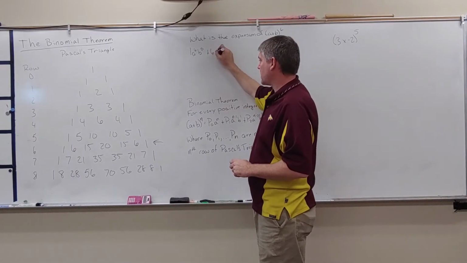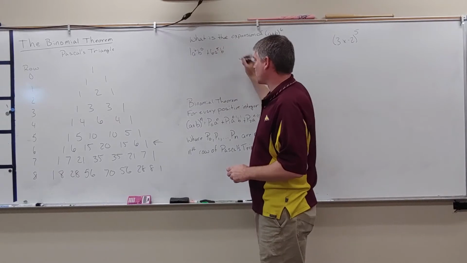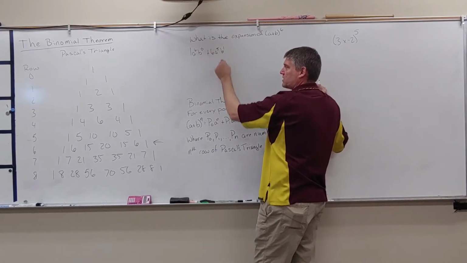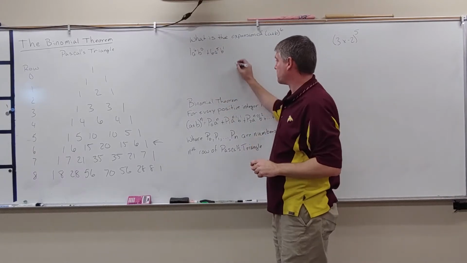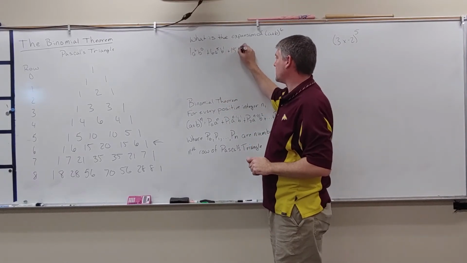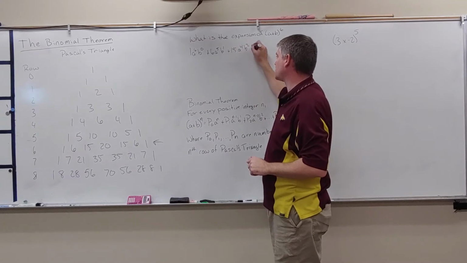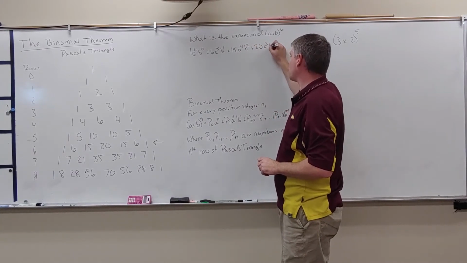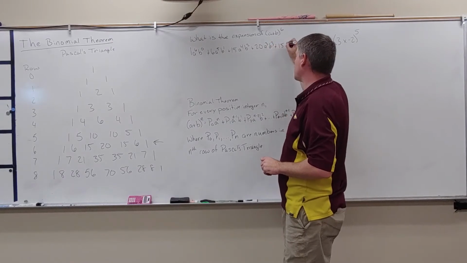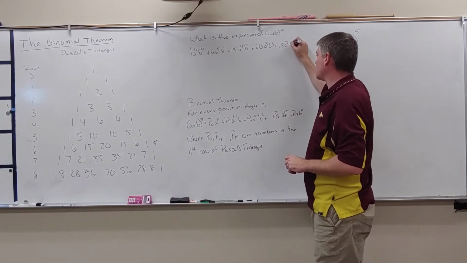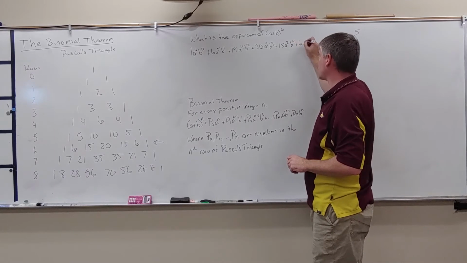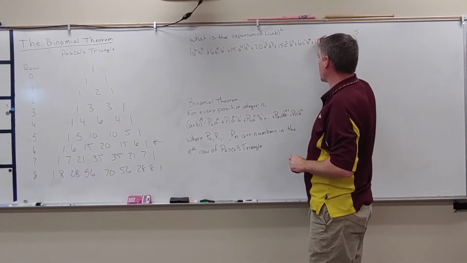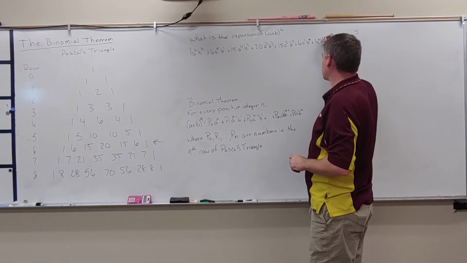Plus 6, a to the 5th, b to the 1st. So my a's are going to go down by a power. My b's are going to go up by a power. Plus 15, a to the 4th, b to the 2nd, plus 20, a to the 3rd, b to the 3rd, plus 15, a to the 2nd, b to the 4th, plus 6, a to the 1st, b to the 5th, plus 1, a to the 0th, b to the 6th.